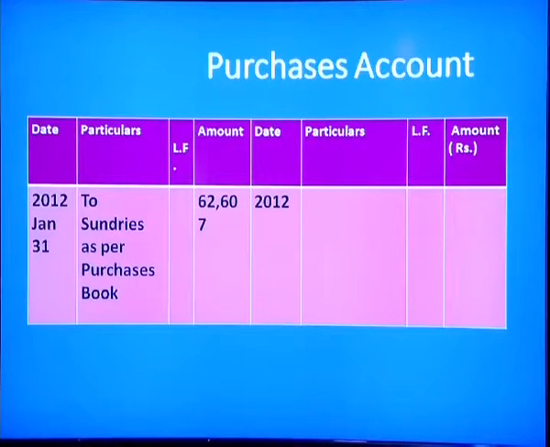Similarly, we have to open the purchases account. In that, at the end of the month, January 31st, we will write on the debit side to sundries as per purchases book, and the amount in the respective column.